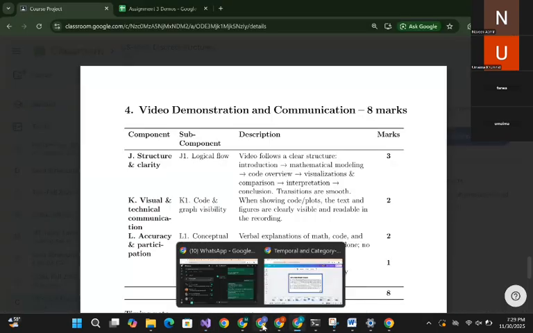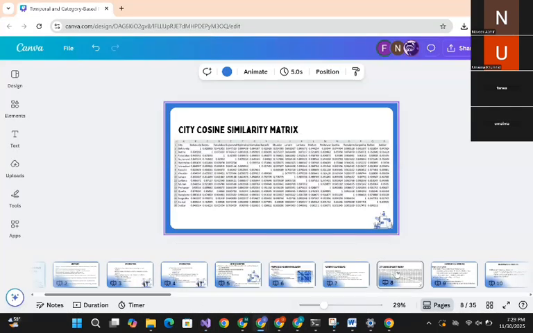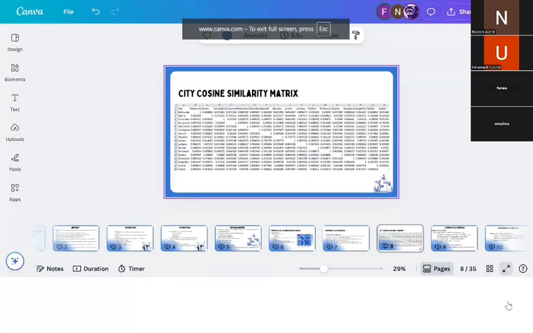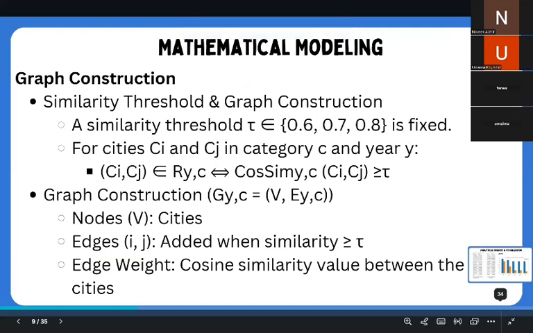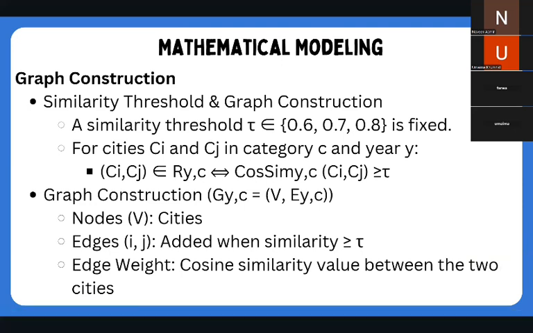Assalamu alaikum everyone. As Umaima said, I'll be explaining the modeling part of our project. Once we get the cosine similarity for every category and year, the next step was to convert them into graphs. So basically, each city is a node, and we draw an edge between two cities if they are similar enough.